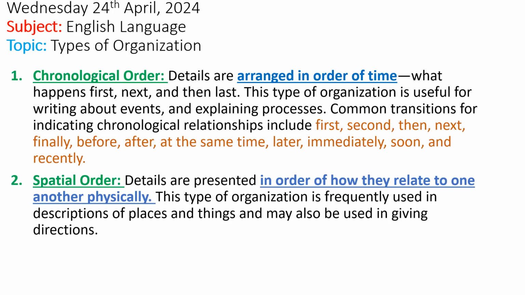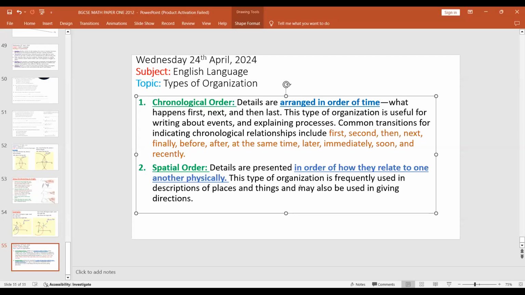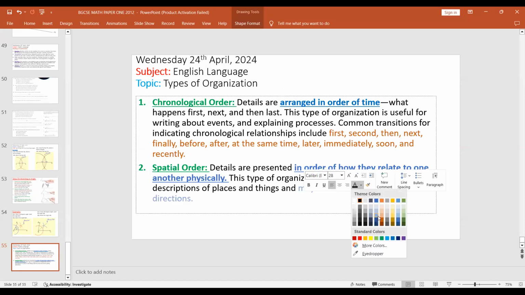Number two, spatial order. Details are presented in order of how they relate to one another physically. This type of organization is frequently used in description of places and things, and may also be used in giving directions. So, a human compass. When we're given directions to places, we could use spatial order. Let's highlight that as well.